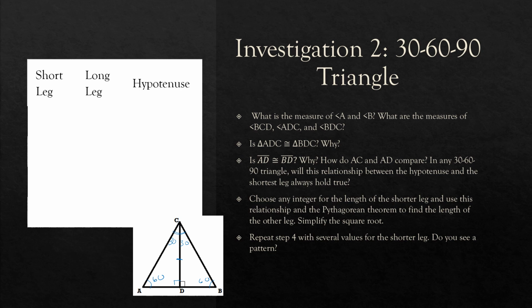How do AC and AD compare? If DC cuts these in half, then we know that this one is congruent to this one. If this is an equilateral triangle, then AC and AB are the same length. If AD and DB are the same and they add up to AB, then we know that this is half. So if this is length A, then this is length 1/2 A.